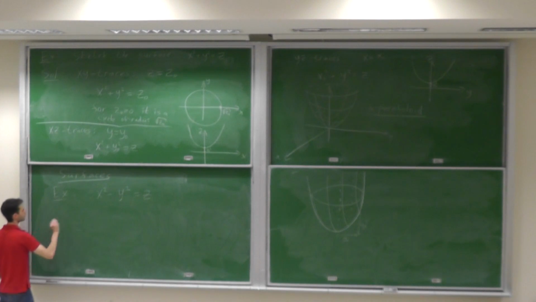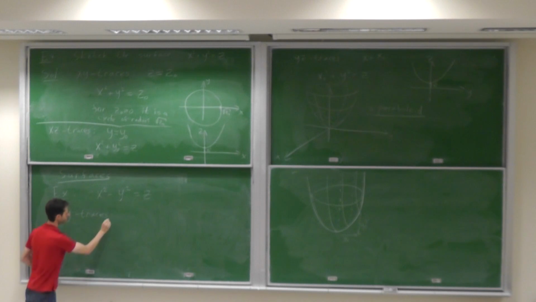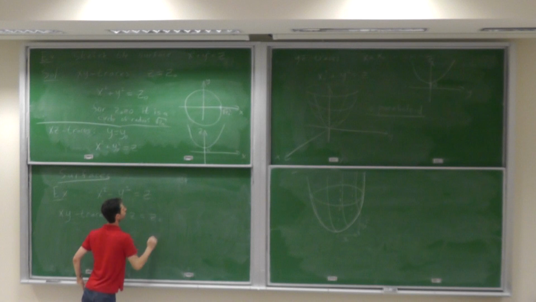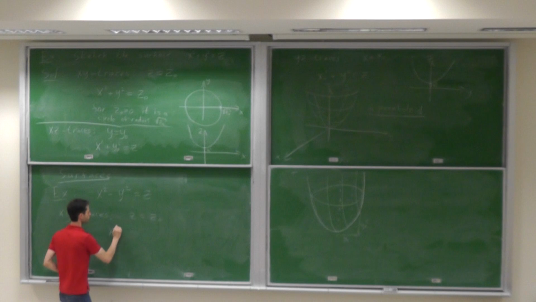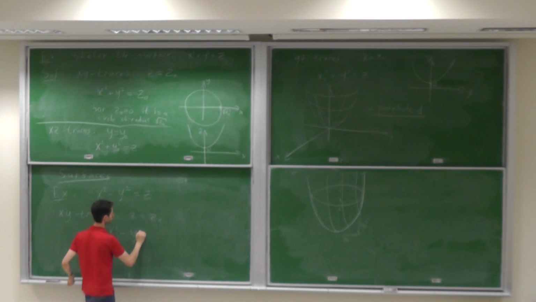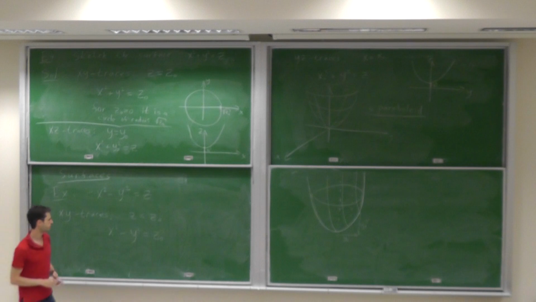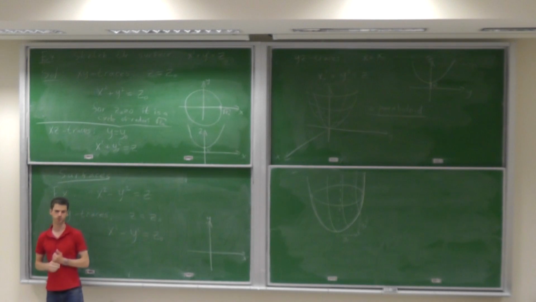I'll do the same trick. I'll describe xy traces, then xz traces, and yz traces. For xy traces, I will be cutting by horizontal planes, z equal to z naught. But now the shapes become more interesting. What is this equation? x squared minus y squared is equal to some number. So think about something like x squared minus y squared is equal to 1. What is this equation?